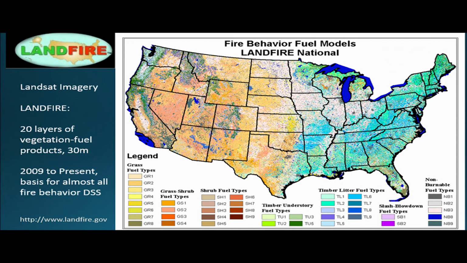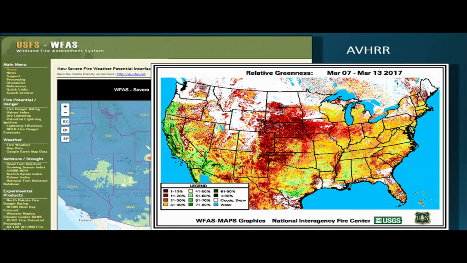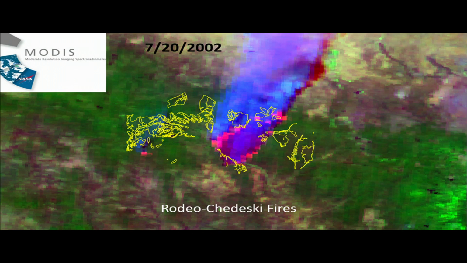So LANDFIRE, everybody's familiar with. It's the basis for almost all the fire decision support systems in the United States. There's 20 layers of vegetation and fuel-related information, continuous wall-to-wall, updated every 2 years. AVHRR provides greenness information at 1 kilometer resolution. We have MODIS imagery, which helps us look at very large fires, and it's amazing detail.